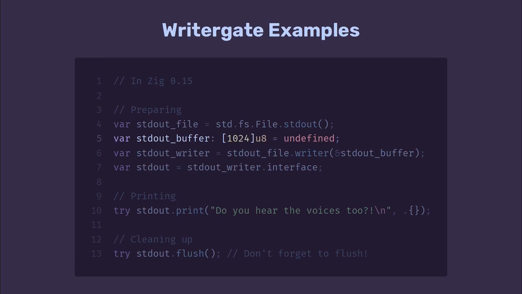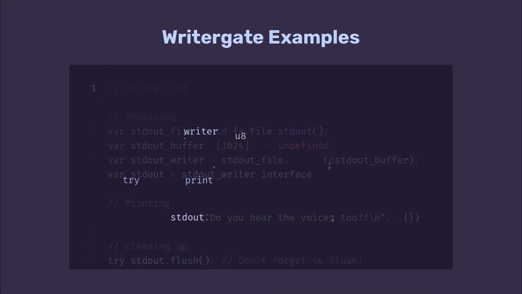Here we have to allocate the buffer ourselves and pass it to the writer. To use the interface, we'll have to access the interface pointer of the writer, so it's also a bit harder. Now you may feel skeptical about the change, like, yeah, we get more control, but it doesn't look like a better solution, at least in terms of developer experience. But let's check out another example.